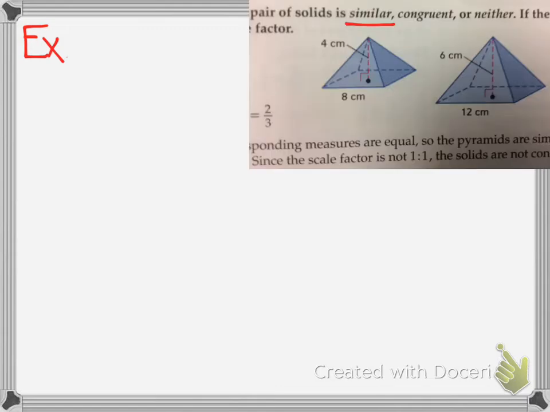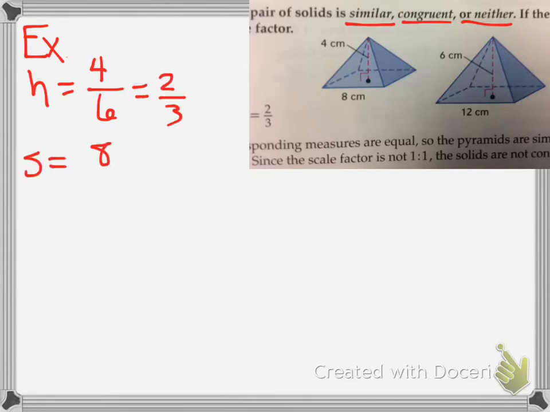Okay, so now let's look at an example. We have an example here, and I want to see if they're similar, congruent, or neither. Neither? No, not neither. Anyways, let's look at the heights. The heights here, let's say 4 and 6, left over right. You get an answer of 2/3. For the sides, I got 8 and 12, and I get an answer of 2/3. So both of these are similar.